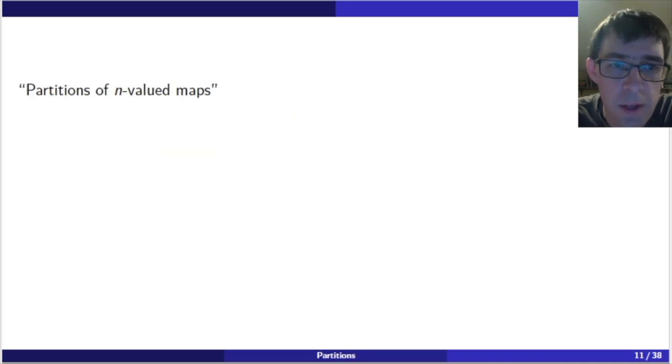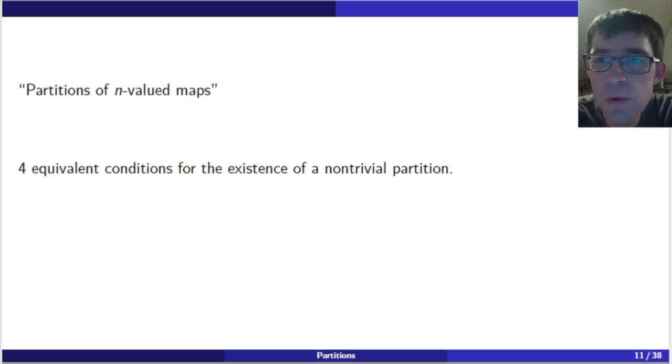Partitions of n-valued maps. This is the name of the paper. My cute title was A Meal in 4 Courses, so I'm going to give you 4 equivalent conditions that you can use to determine if there is a partition or not for your function. On the circle, it's fairly straightforward to work out in a lot of detail, although in more general spaces, there are more general results. So, 4 equivalent conditions.